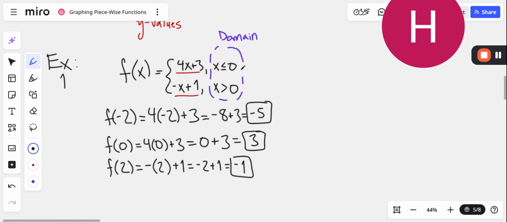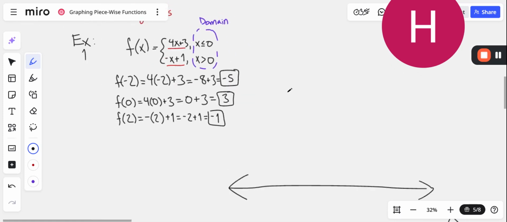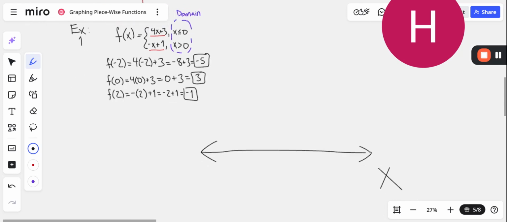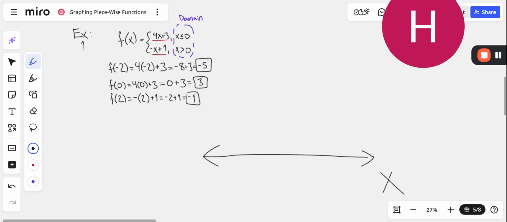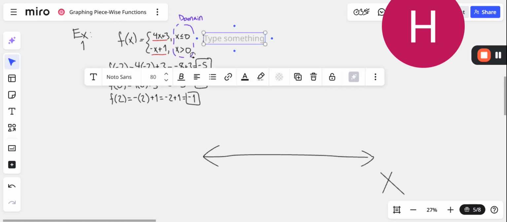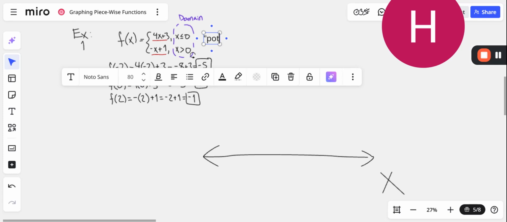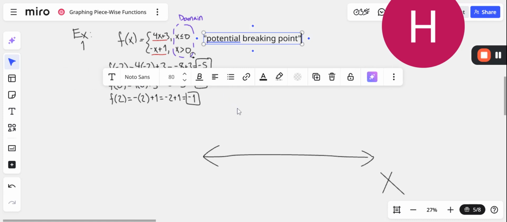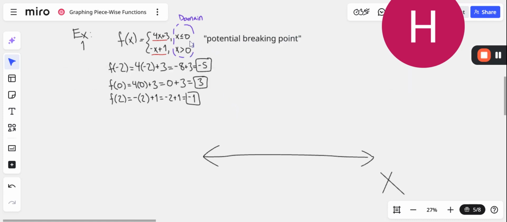And we're going to focus on this domain section here because rather than a grid, a normal XY axis, you'll notice I just have a number line right here. And the reason for that is simple. The breaking point, I'm going to call this a potential breaking point, is determined at the x values where these domains sort of trade off. All right, so we have a potential breaking point at x equals 0, for example.